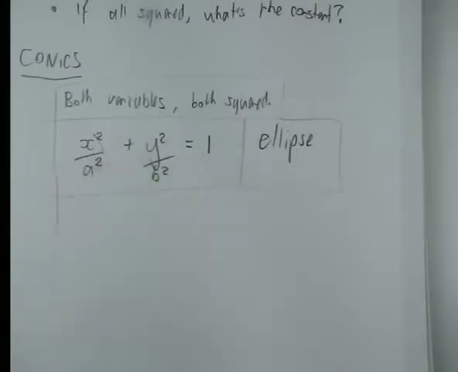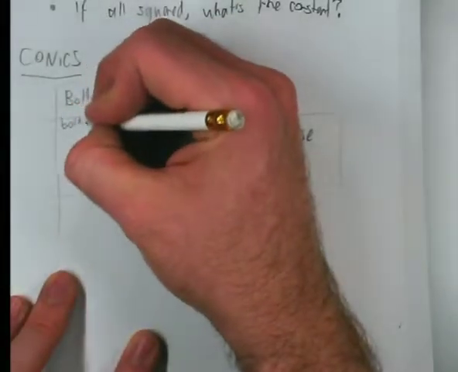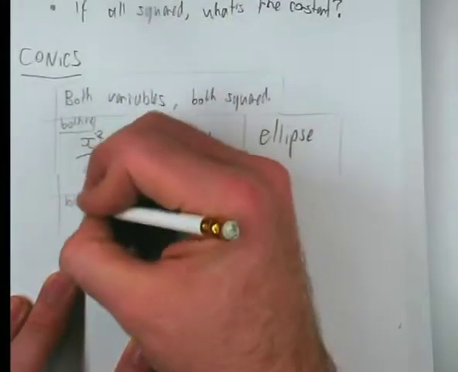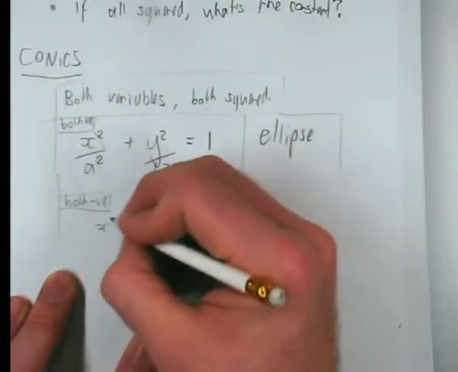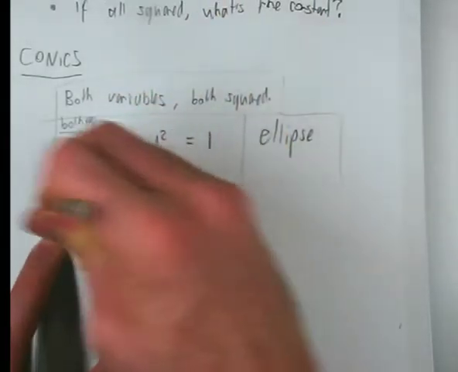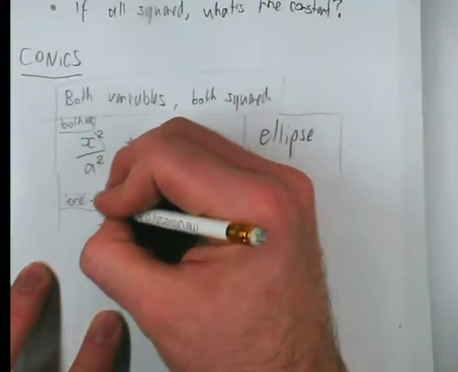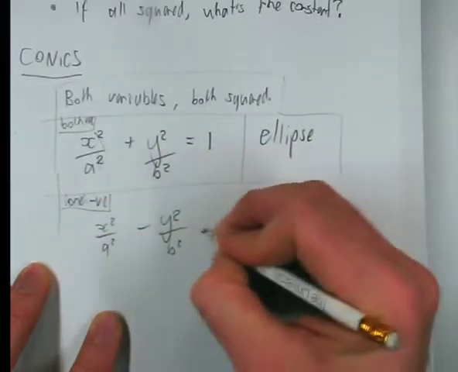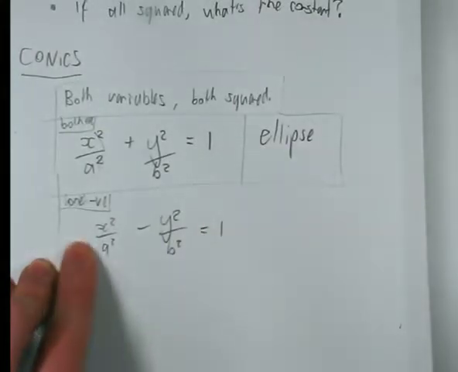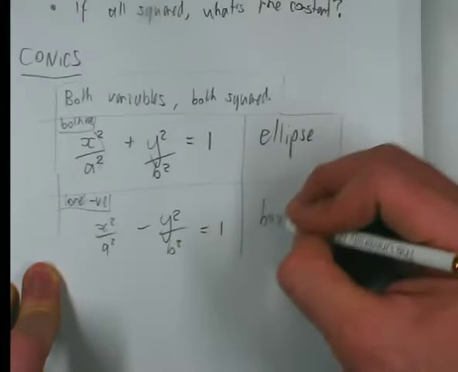They could, one could be positive and the other one could be negative. So this is both positive, not both negative. One positive, so one of them is negative. So it could be the x that has the negative, as long as the other one's positive, it doesn't matter. And this is a hyperbola.